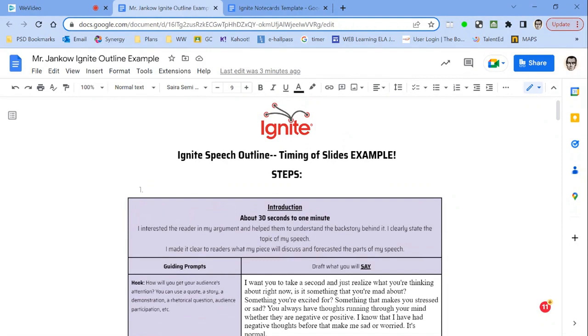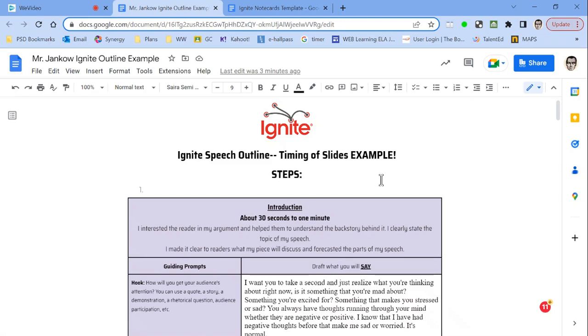Now, you probably recall that Ignite speeches, one of the unique features about them is that they are in 15-second chunks. Every 15 seconds, those slides auto advance, and what you say needs to sync up with whatever is on those slides. Well, what that means for us is that we have to figure out what those 15-second chunks are going to be before we even make our slides. And so that's what we're going to be working on today.